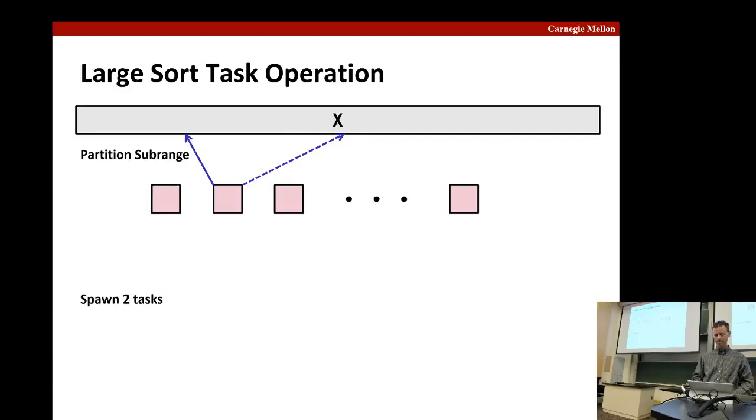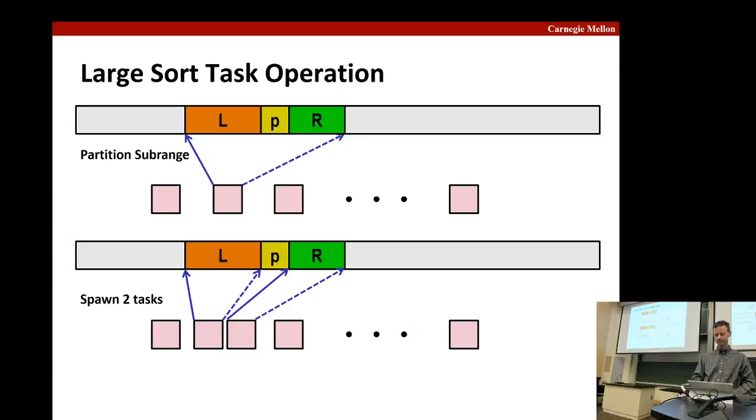Okay. But if you have a piece that's large, you're going to partition the subrange and spawn 2 tasks to deal with the left and right side. Okay, so you have this task spawn 2 tasks, and this one takes the left, and this one takes the right, and so forth.